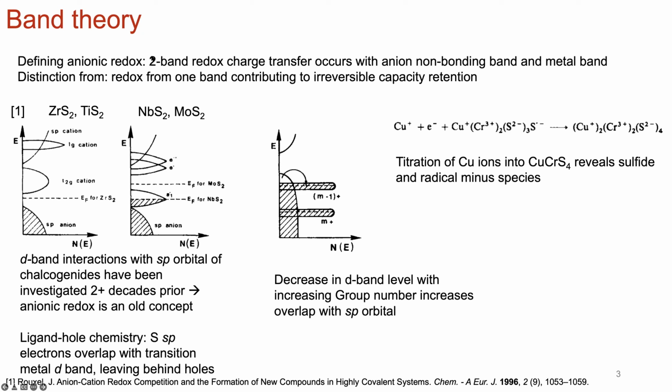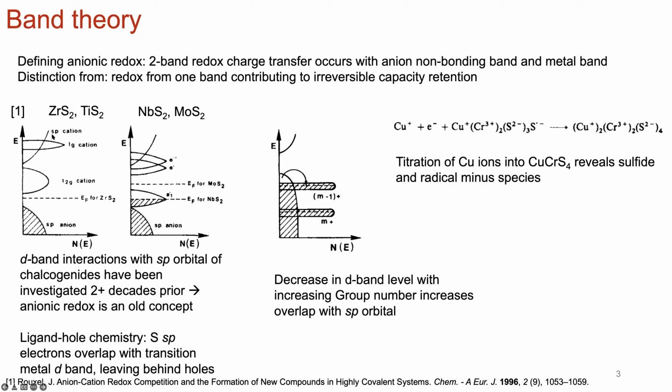So how do we distinguish those types of mechanisms and talk specifically about anionic redox that occurs? What we're going to build up to is the discussion of a 2-band redox charge transfer that occurs with the anion non-bonding band and the metal band. And that is how we're going to distinguish from just a 1-band redox mechanism that is irreversible. That's not what we're looking for when we talk about anionic redox. Okay, and that's at the heart of this materials search.